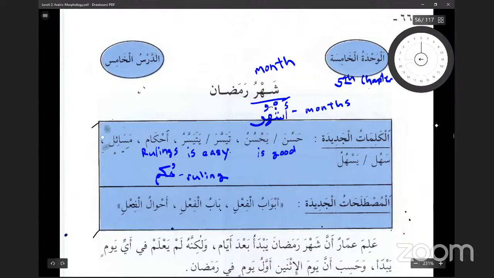Then we have this word masail. This word masail, if you read, for example, books of fiqh, you will see that different chapters are made up of masail, which we can say are the subject related issues.